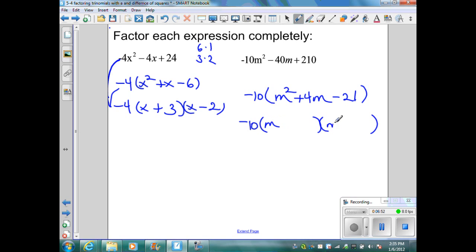M squared is m and m. 21 is 21 times 1. And I need to subtract to get my middle term. That will give me 21, but not 4. The other one will be 7 times 3. That gives me 21. And when I subtract, it gives me 4. So my factors are 7 and 3. Here, since this is a positive 4, my 7 will be positive, my 3 will be negative. And when I FOIL, that will verify each step.